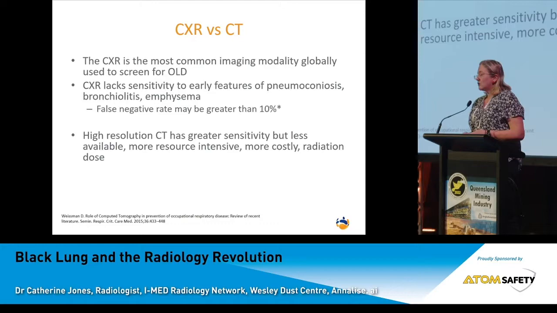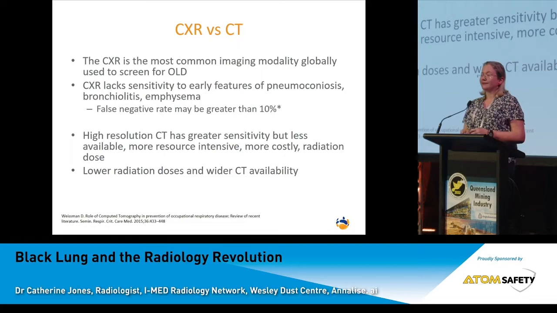When we do a CT scan, we do a special protocol of the CT scan, and that has much greater sensitivity for picking up the changes of the disease. That means that of everyone that comes through the screening program with disease, the ones who are positive will be far more likely to be picked up. However, it does have its disadvantages. It is more expensive. It's not available in every town in Australia. It is more time consuming for people like me to report, because it's hundreds of images, not one or two images. And there is slightly more radiation dose given to the patient as well.